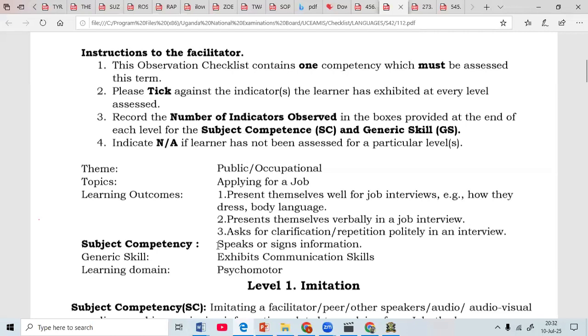Then as a teacher, what are you going to do? At the first level, you are going to ask them, you know what, dear children? You go and extract information that maybe this particular company has announced vacancies in this particular field. Let everyone come with a written application letter. Then look at the application letters, guide them, and let them present themselves for a job interview.